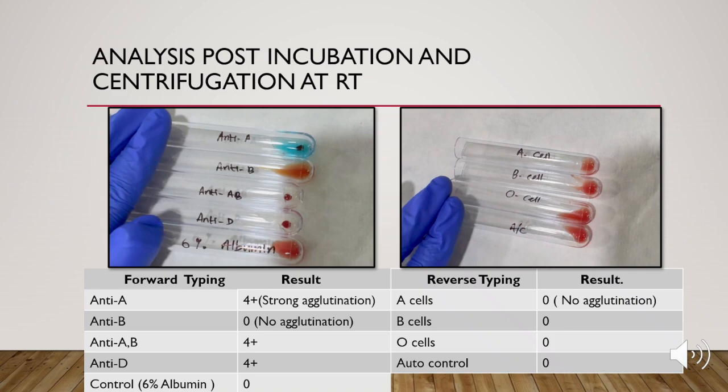This is the side-by-side analysis of the results that we have obtained after incubation and centrifugation at room temperature. In forward grouping, we can clearly see a strong 4 plus agglutination reaction in anti-A, anti-AB and anti-D, suggesting A positive blood group. Whereas in reverse grouping, there is no reaction in all the 4 tubes. Hence, we cannot confirm the blood group as A positive from reverse grouping. This might be possibly due to a weak or a missing antibody.